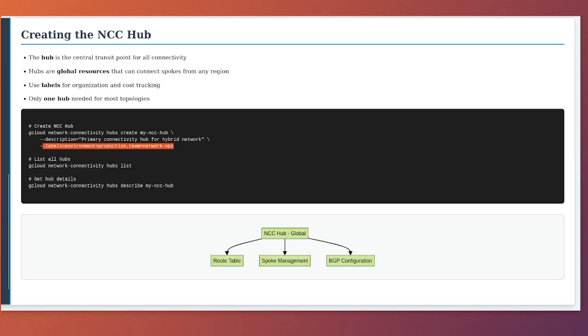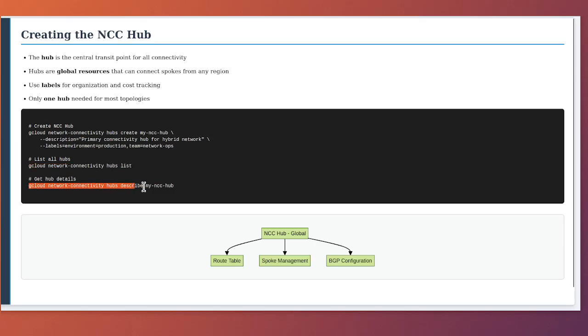The second command lists all hubs in your project using gcloud network-connectivity hubs list. This command outputs a table showing all NCC hubs, their names, descriptions, and creation timestamps. Use this to verify your hub was created successfully.